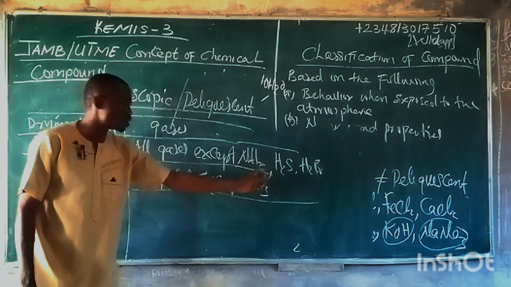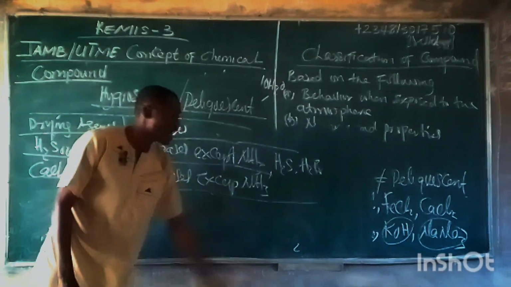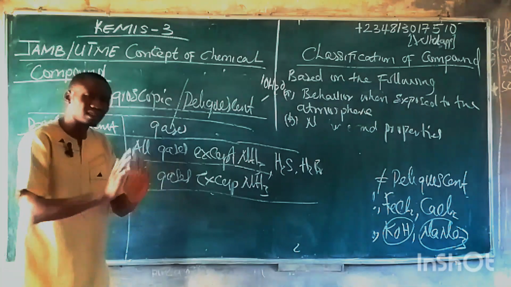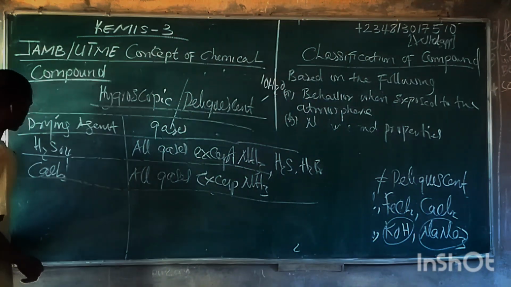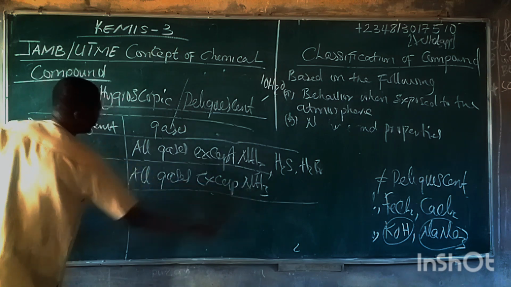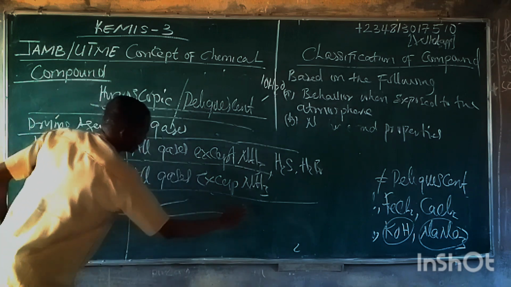If you see ammonia in the option, that is the answer. If you see hydrogen sulfide in the option, that's the answer. If you see hydrogen bromide in the option, that's the answer. Those are the gases that H2SO4 does not dry. Now, calcium chloride dries all gases apart from ammonia. Then another guy is phosphorus pentaoxide. This guy also dries all gases apart from ammonia.